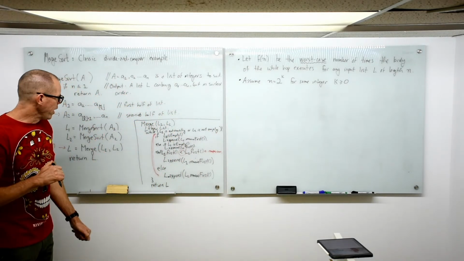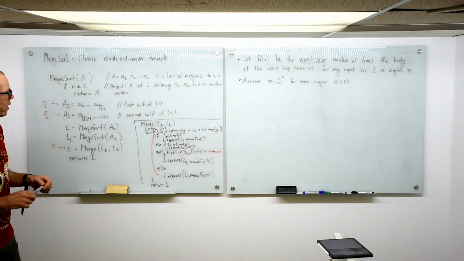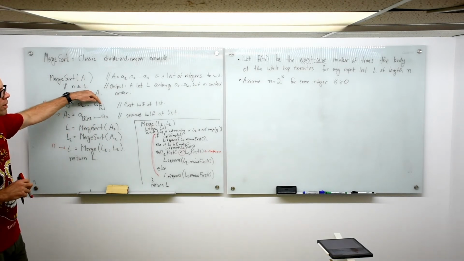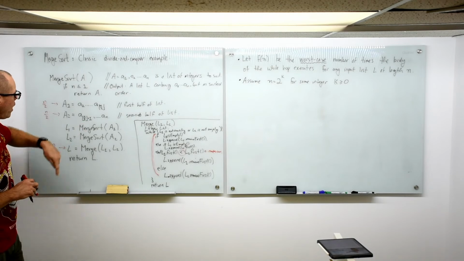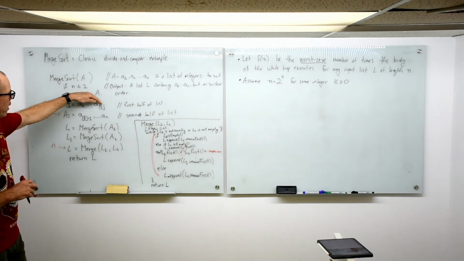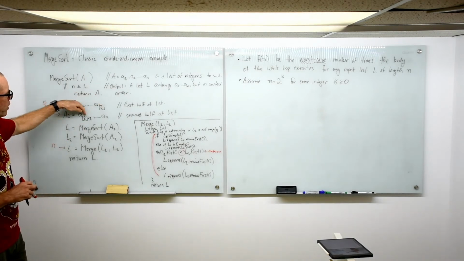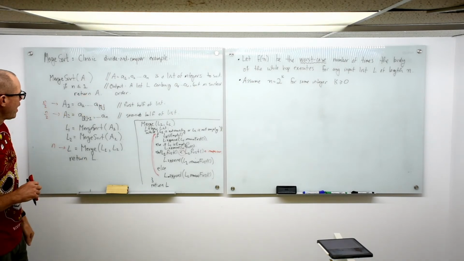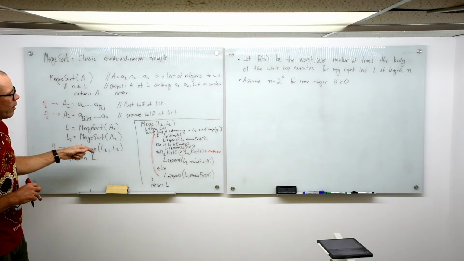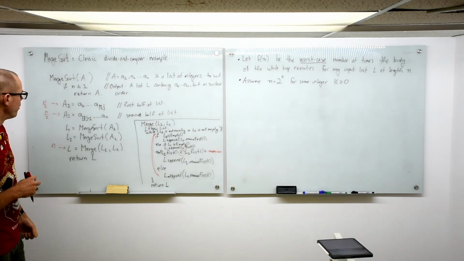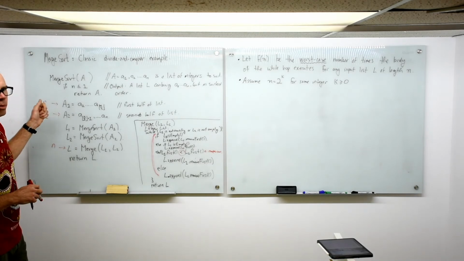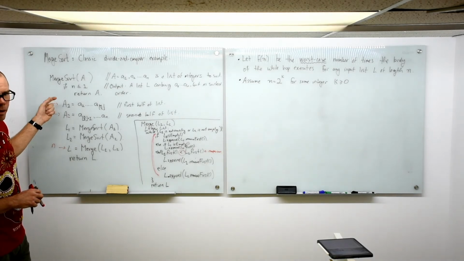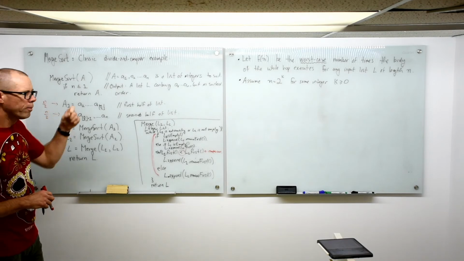The reason for that is that when n is even, then n over 2 is an integer, and that means the floor of n over 2 and the ceiling of n over 2 are the same thing. So that just means that A1 and A2 will always have exactly the same size. They'll always have size n over 2.